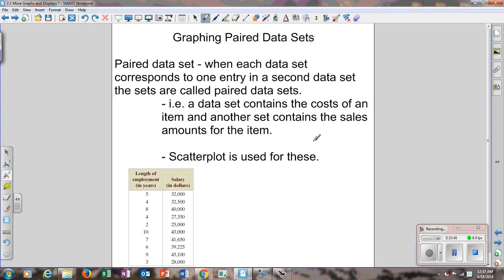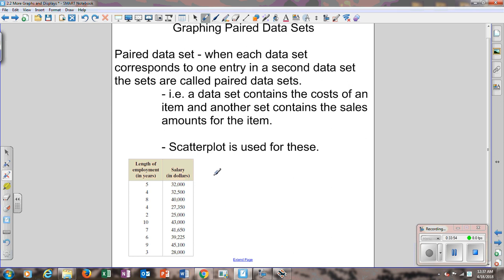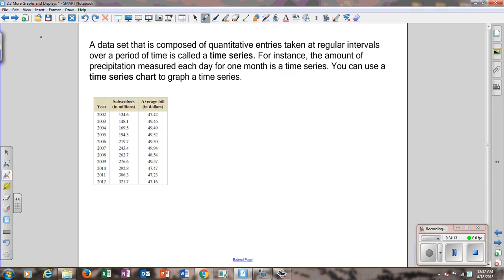Graphing paired data sets, I'm not even going to make you draw this out. It's a scatter plot. You've been doing this your entire life. Boom. You get dots that go all over the place. And then you try to set a trend from it. That's really it. Then the last one is a time series.